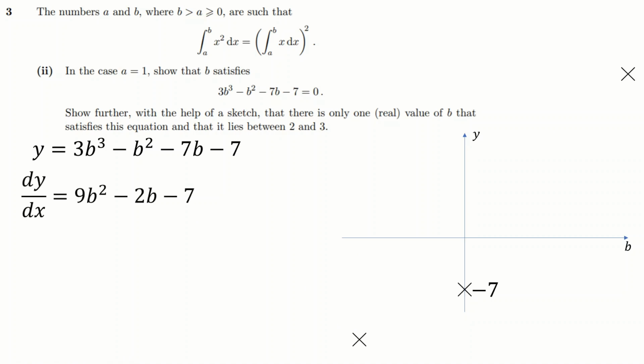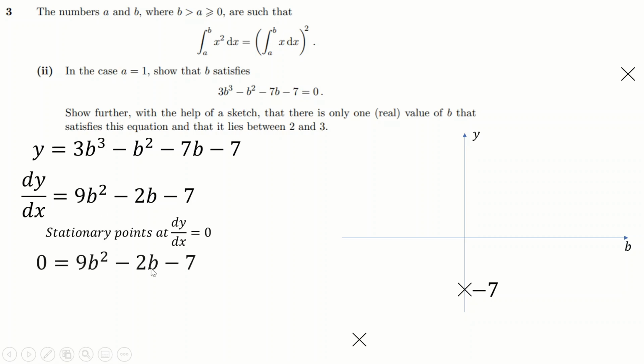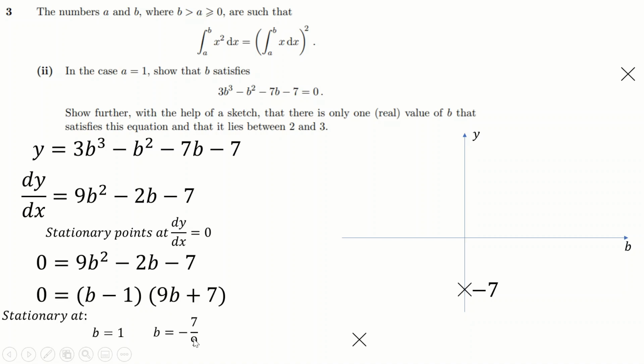You find some turning points, so you differentiate, and the turning points are when this is 0, or the stationary points maybe I should say more correctly. So this here is 0. This doesn't look like it factorizes, but thank God it does. And you get the answers of b is 1 or b is minus 7 over 9. So this graph or curve is stationary at b is 1 and b is minus 7 over 9.